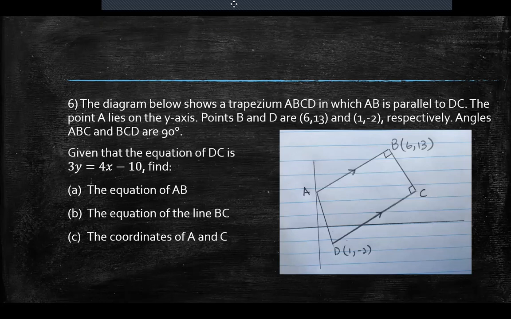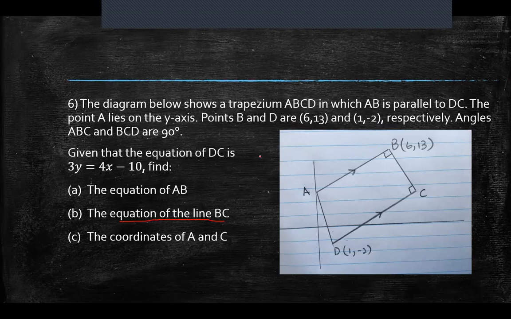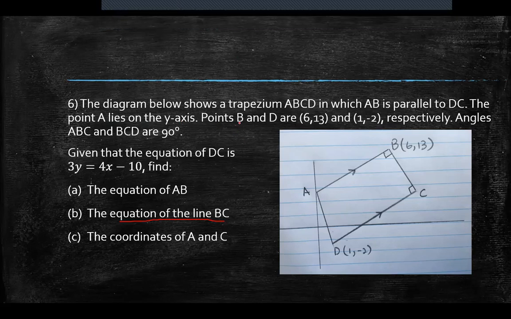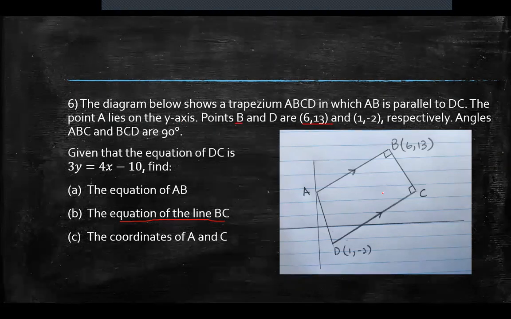We're going to continue now since it's almost half past. Part B, they want the equation of the line BC. So what we have to do is look for the information they gave us on BC. The line A passes through B. They told us point B is (6, 13), and they told us the angles ABC and BCD.